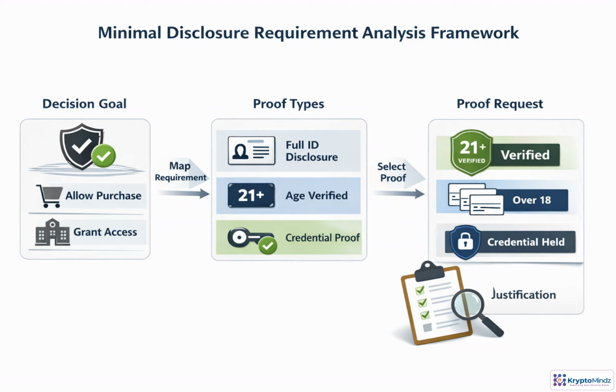From the verifier's side, begin with the actual decision, not the data that might be convenient to collect. If the decision is to allow a purchase, ask what evidence is truly required. Often, that is a predicate, like age is at least 21, rather than a birth date or full ID. Choose the weakest proof type that still supports the decision: disclosure, predicate, or credential possession. Then document the necessity, so every proof request has a clear privacy justification.